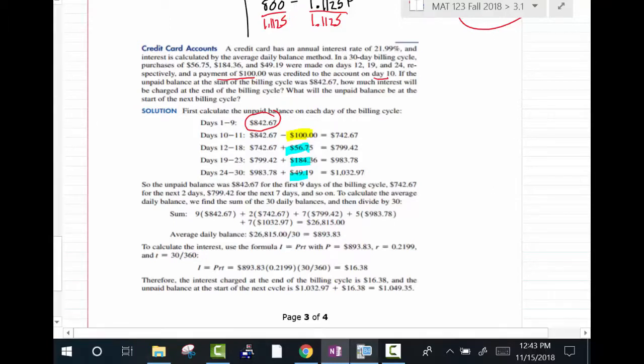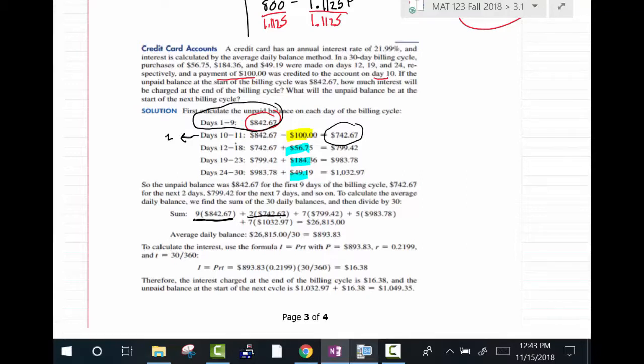The idea is what you end up doing is this. For the first 9 days, you have a balance of $842.67. You multiply that out because you're going to do an average, so you do 9 times that. Now, day 10 through 11, you made a payment. That's 2 days, so you take 2 times your balance. After you pay $100, your balance goes down to $742.67. You multiply that by 2 because for 2 days, that was your balance. Does that make any sense so far?